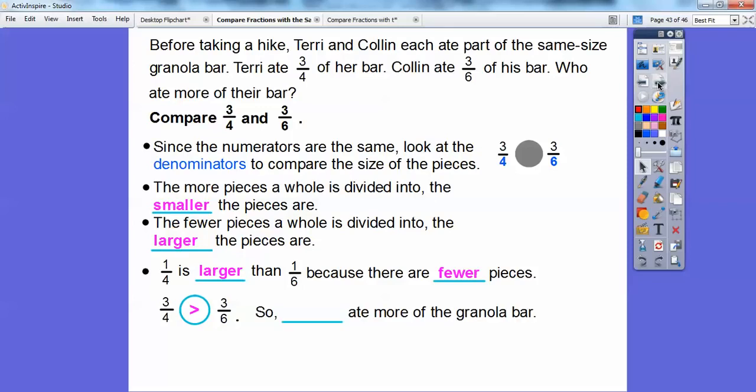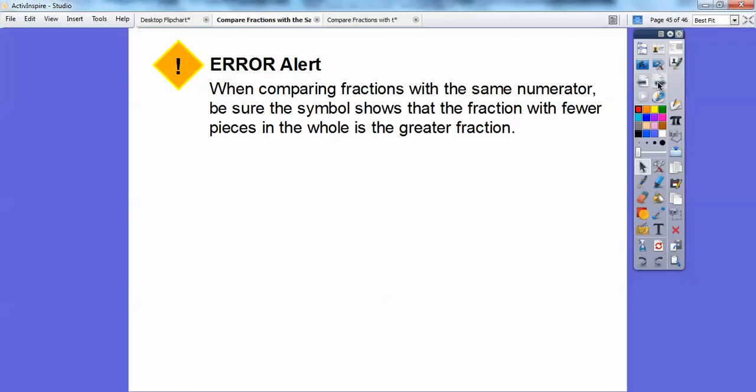So who ate more of the granola bar? Terry ate more of that granola bar. Just be careful, you guys. When comparing fractions that have the same numerator, be sure the symbol shows that the fraction with the fewer pieces in the whole is the greater of the fractions.